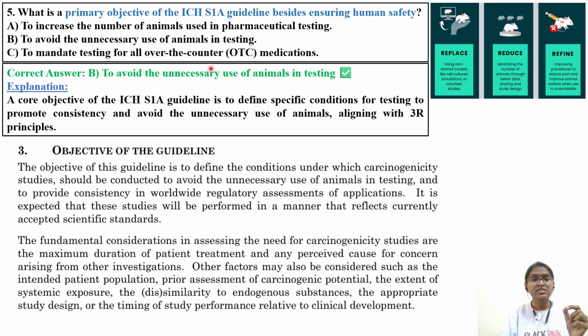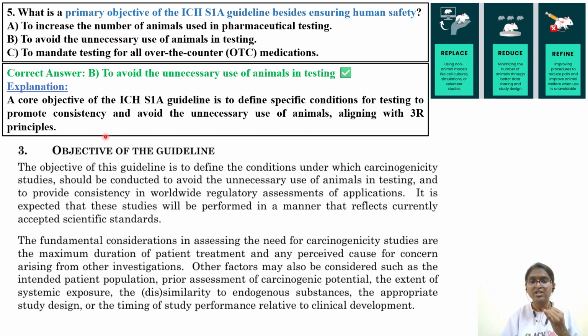Okay, so for the correct answer, we have options. To increase the number of animals used in pharmaceutical testing? No, this is exactly opposite to the 3R principle. To avoid unnecessary use of animals in testing? Correct. To mandate the testing for over-the-counter medications? The right answer will be option B, that is to avoid unnecessary use of animal testing. This is the major pillar in the case of the 3R principle. So the core objective of the ICH S1A guideline is to define specific conditions for testing to promote consistency and avoid unnecessary use of animals, aligning with the 3R principles.